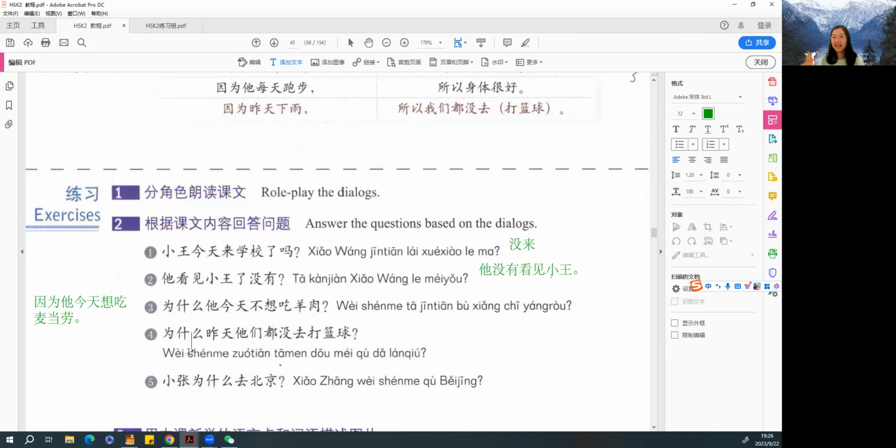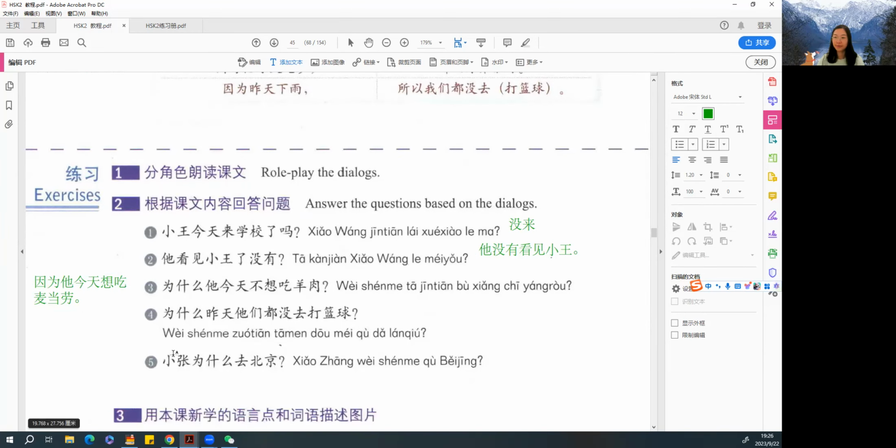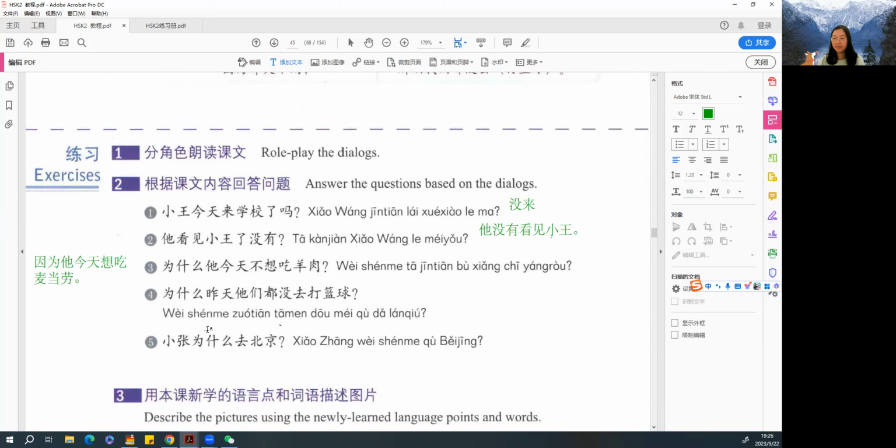All right, and then question number 4. 为什么昨天他们都没去打篮球? Why? Because great, 因为 probably it rained yesterday, right? We just learned it. 因为昨天下雨.